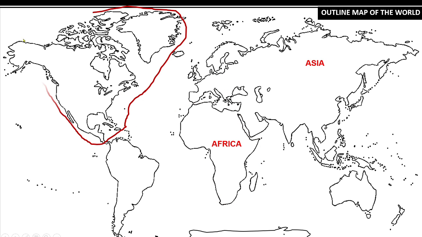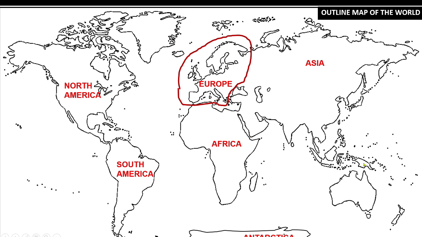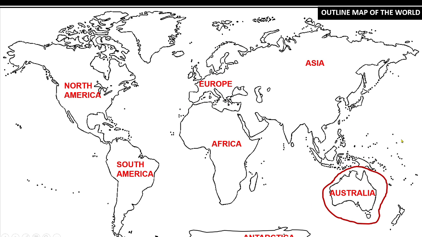North America is the third largest continent. South America is the fourth largest continent. Antarctica is the fifth largest continent. Europe is the sixth largest continent. And Australia is the smallest continent of the world. Now we came to know the 7 continents of the world. Now we see the 5 oceans of the world.